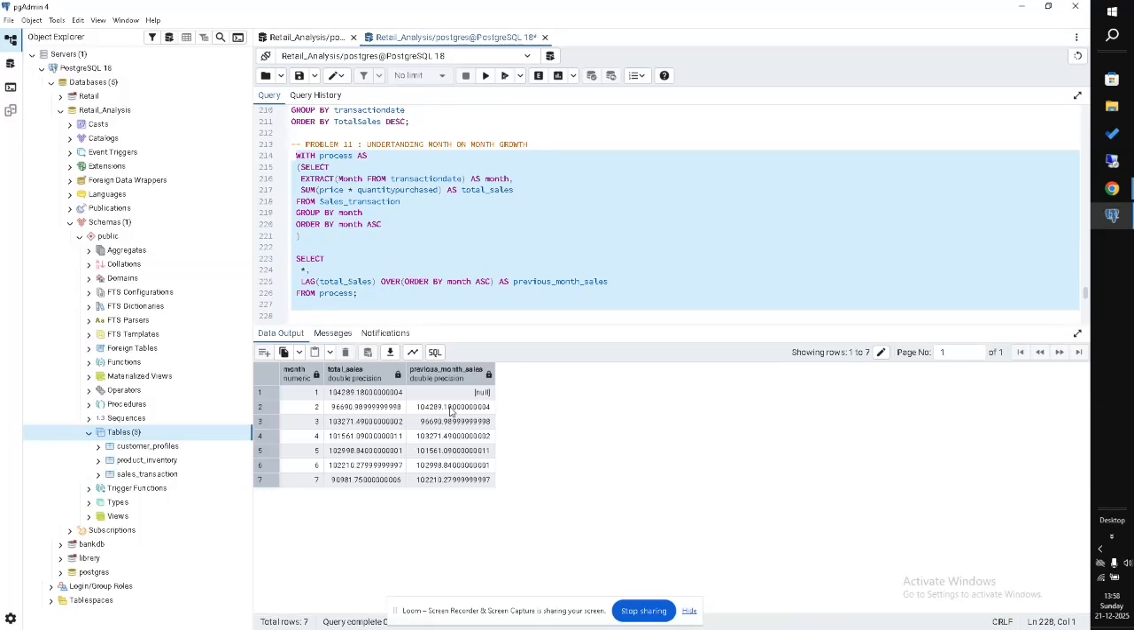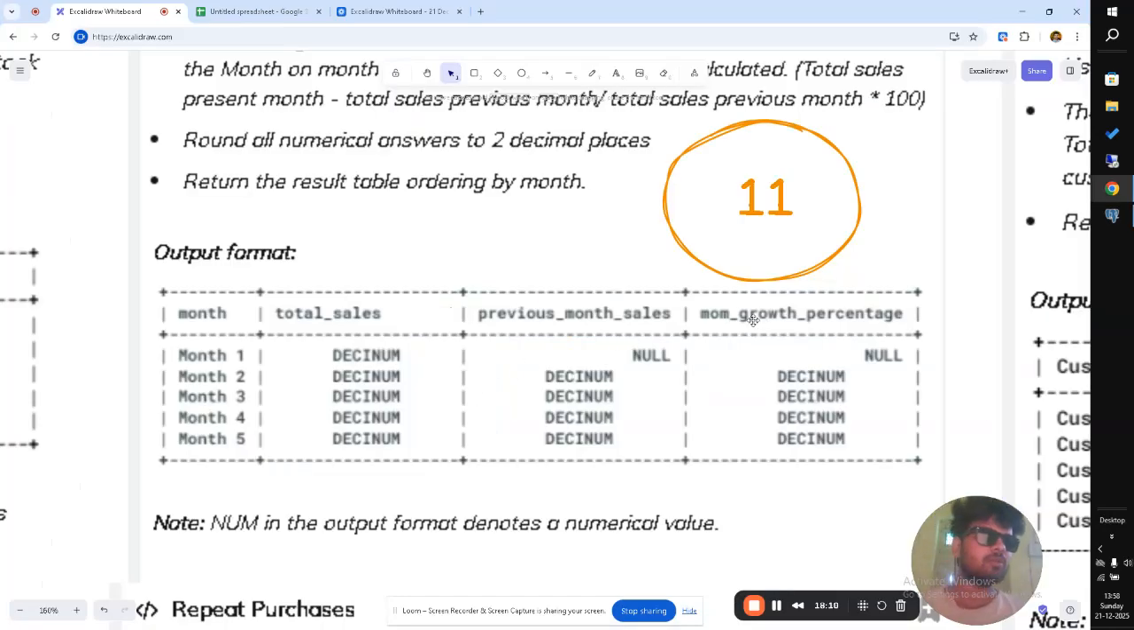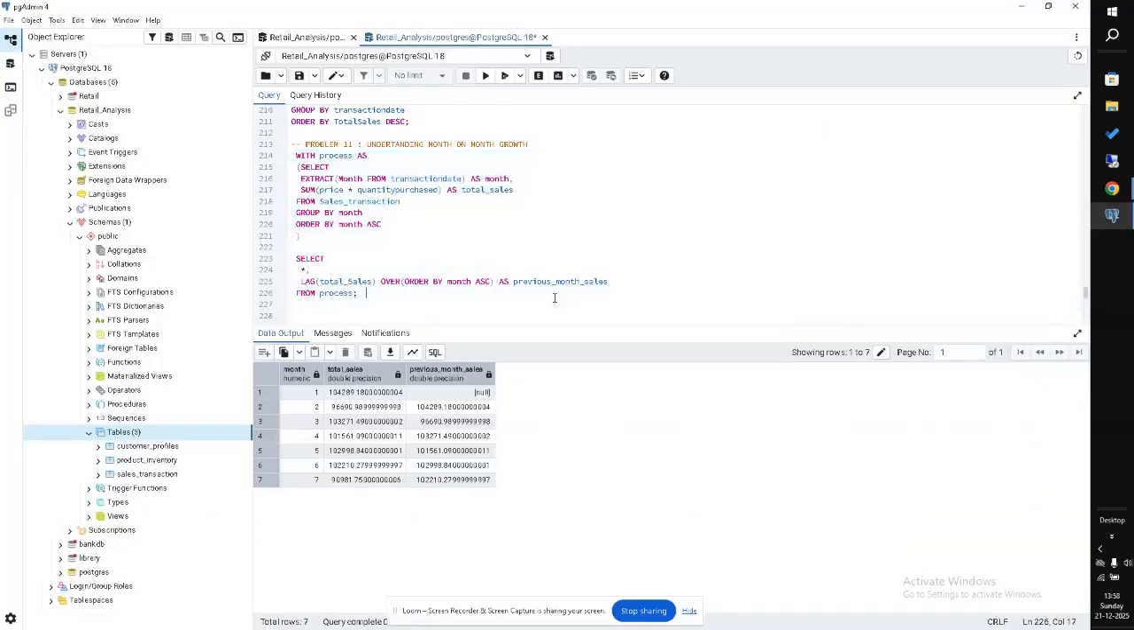We successfully calculated the previous month. For the second month it is 996,619, and the previous month is 1,04,289. Now we need the month on month growth percentage. So I also make this a CTE.